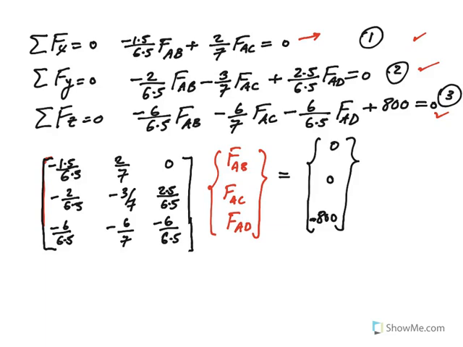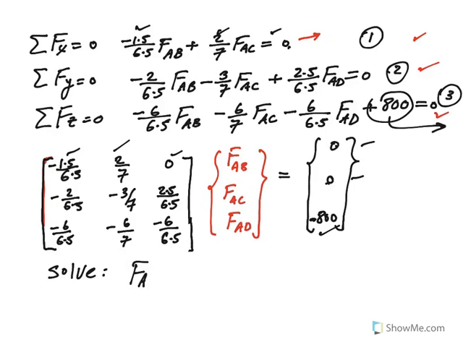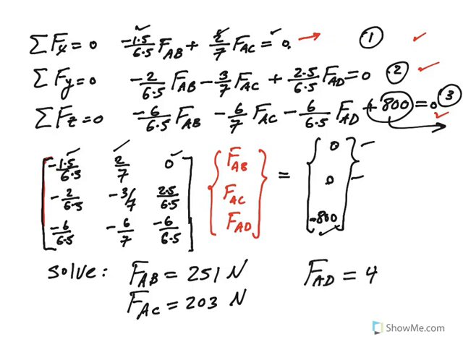Okay, so now we have put these 3 equations in the matrix form. And all I did, I just looked at the coefficient of each one, as you could see here. No FAD here, so 0. And then all I did here also, I moved this 800 to the other side. That's why I got minus 800. And the right-hand side of the first 2 equations are equal to 0. Okay, so let me give you the final answer. Solve. And the tension for the force in cable AB comes out to be close to 251 newtons. Cable AC is equal to 203 newtons. And then finally, cable AD comes out to be 427 newtons.